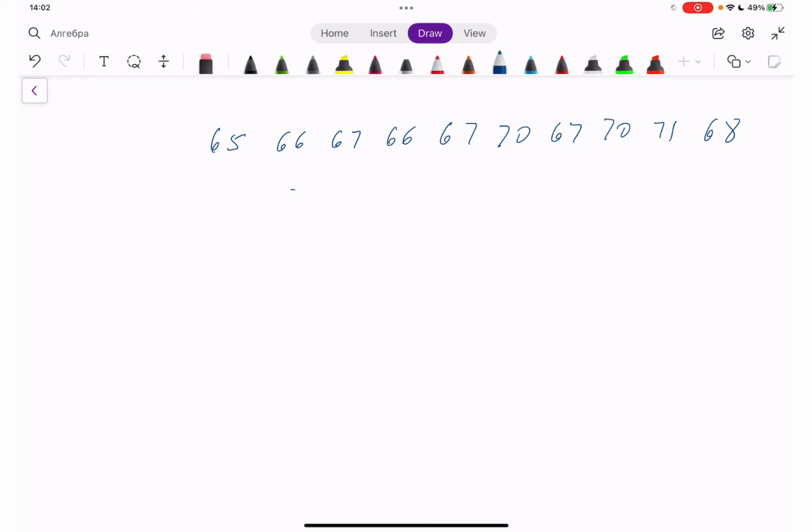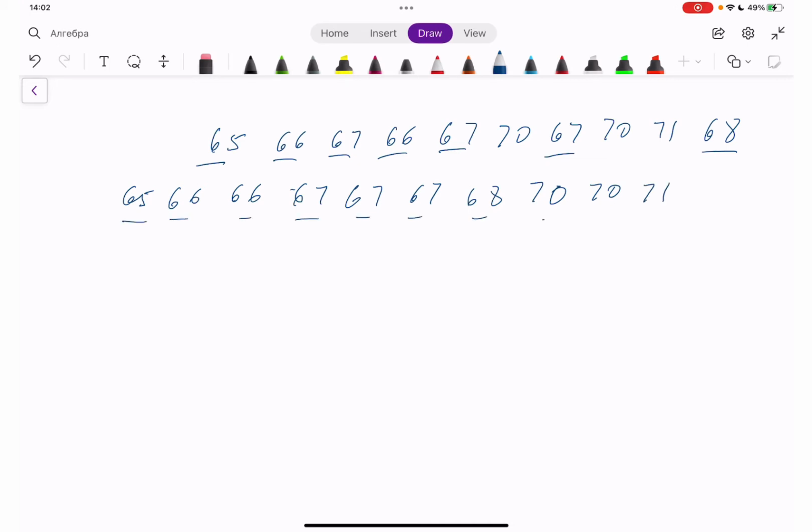All right, so let's start working. The smallest number is 65. Next come two of them, 66, then 67. One more 67, another 67, and then 68, 70, 70, and 71. 1, 2, 3, 4, 5, 6, 7, 8, 9, 10.